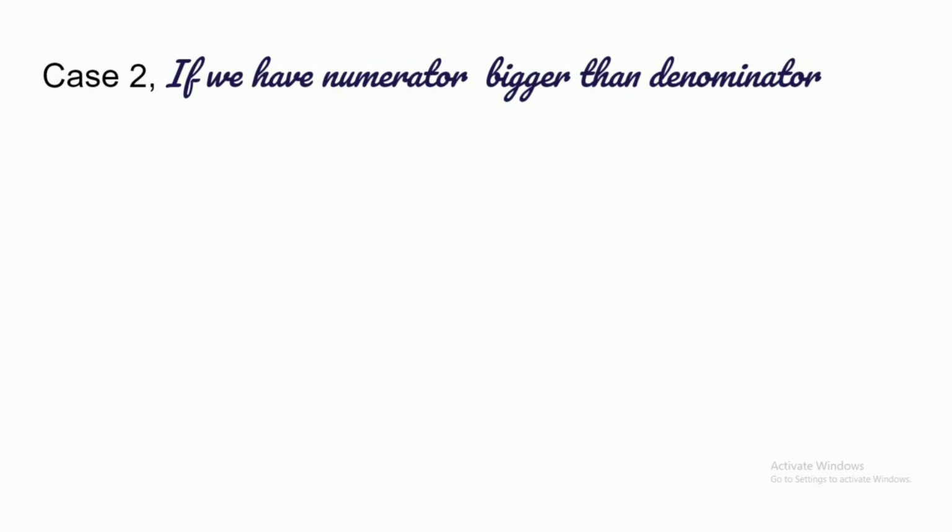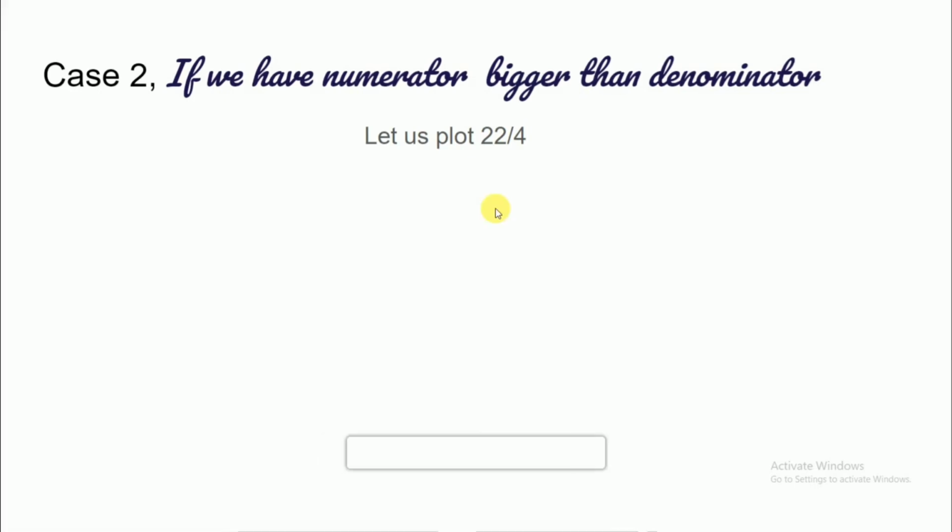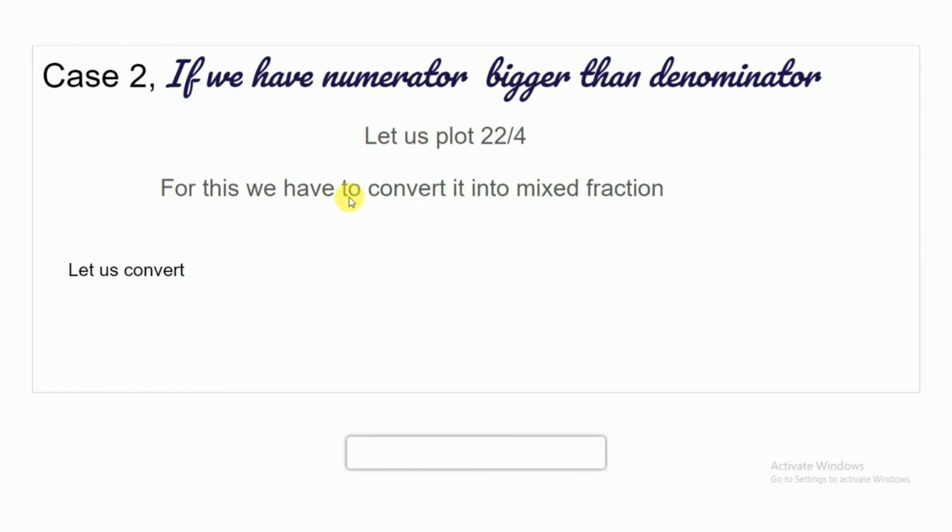Now we would discuss case number 2. If we have numerator bigger than denominator, let us plot 22 by 4 on the number line. For this we have to convert it into a mixed fraction. Let us convert.